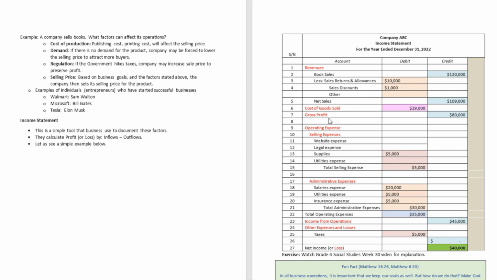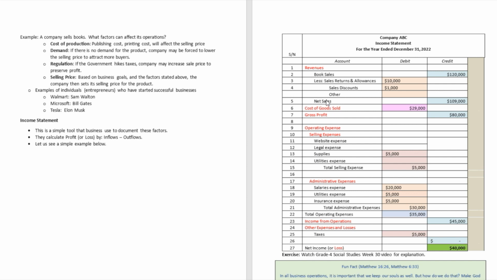All right, so you're going to see book sales in here, for example, $120,000. They had some returns, like on the debit side of things, like $10,000. They gave some discounts of about $1,000. So net sales will be $120,000 minus $10,000 minus $1,000, and that's going to be equivalent to $109,000.